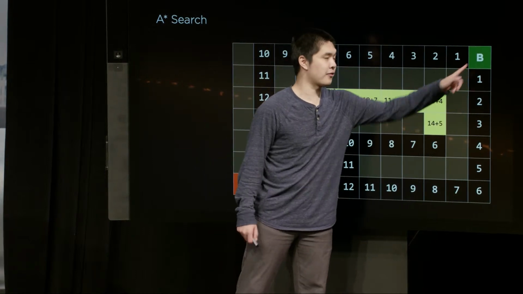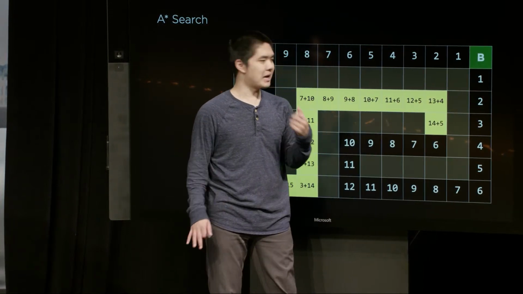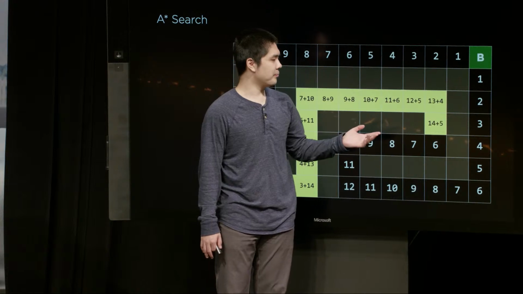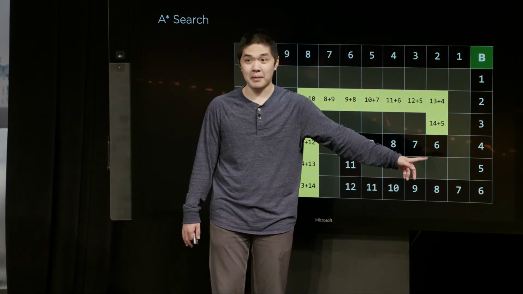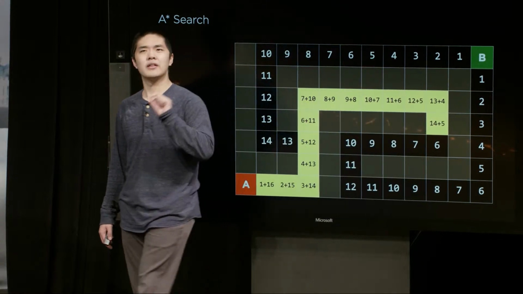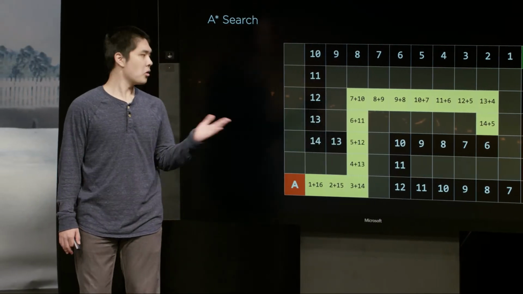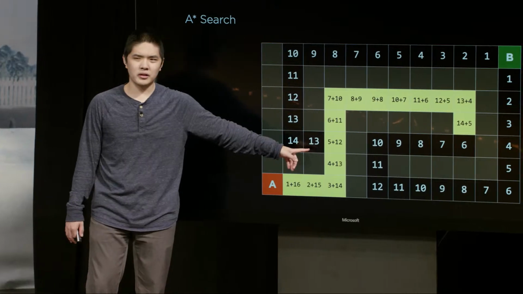1, 2, 3, 4, 5, ignoring the walls. And now we have a choice. We could be 6 squares away from the goal after having walked 15 steps. So 15 plus 6, that's a total of 21. Or this option is still available to us.